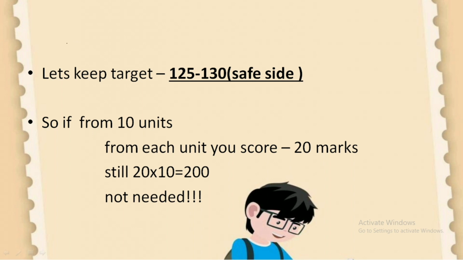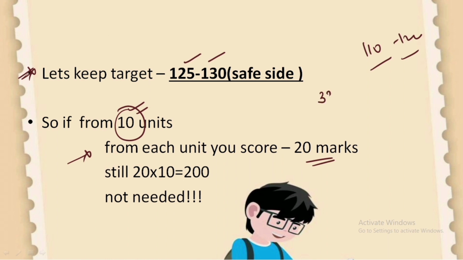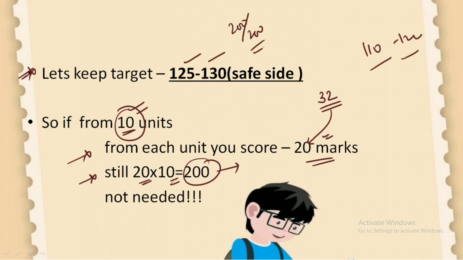On the safer side, let's keep the target as 125 to 130, so that even if we get 1 or 2 more incorrect answers, we'll still be able to reach the range of 110 to 112. So consider that you have prepared 10 units in total. Now from each unit you score only 20 marks. The unit was asked for 32 marks and you scored only 20 marks from every unit. So 10 units into 20 marks from every unit, you get 200 marks, which is something not required. You do not need to get 200 upon 200 to clear the examination.